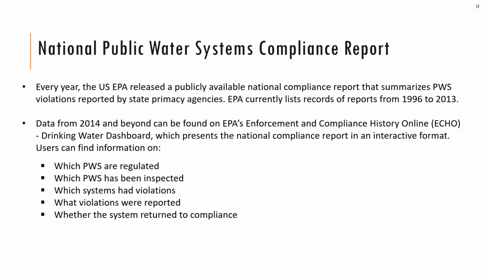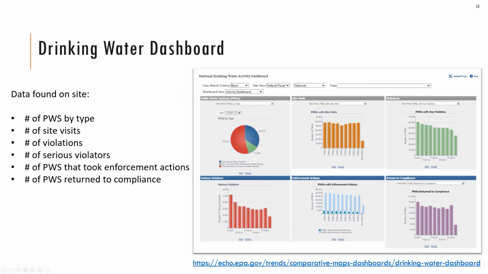Sorry, that was long. The dashboard, which is located on EPA's website, displays annual compliance data in an interactive format, so users can find information on annual compliance data, as well as information on specific water systems to learn whether those systems were reported, if they were inspected, what violations that system had, what they reported, and whether they fixed those issues and returned to compliance. Here's what the dashboard looks like, along with the link on the bottom to access the dashboard.